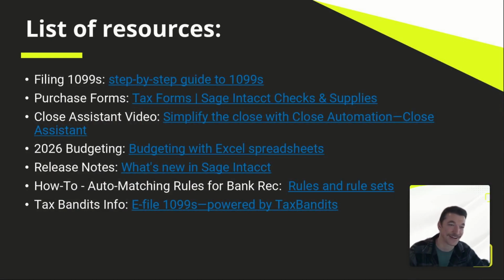This is a good reminder. So this is the list of the resources that we are going to include for everyone. You can see filing 1099s, how to purchase forms, Tax Bandits info. So these are all quick links into Sage Intacct that will either bring you to the video, the release notes, the how-to on the budgeting. So a lot of these should hopefully come in handy for you if you have any questions on those.